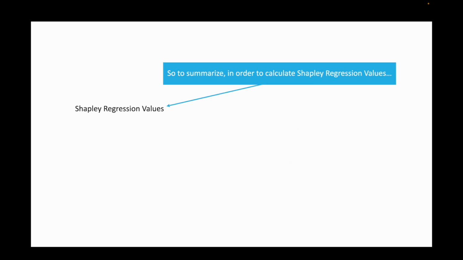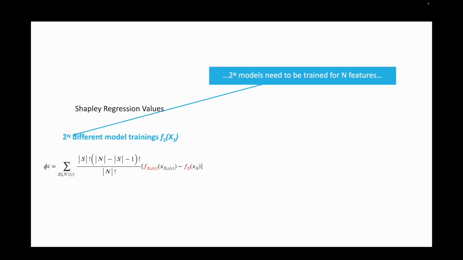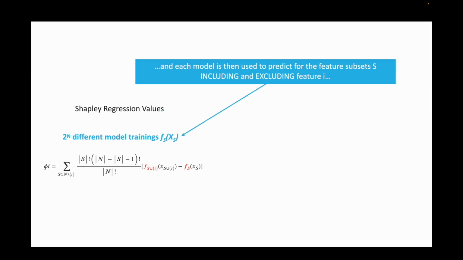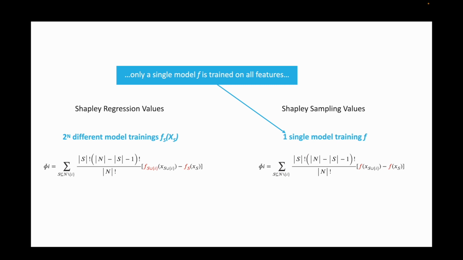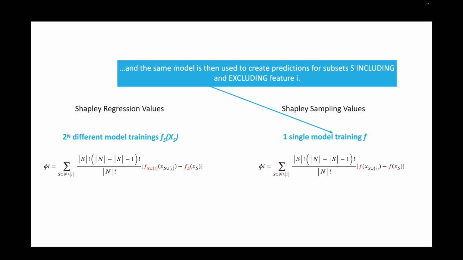So to summarize, in order to calculate Shapley regression values, 2 to the power of n models need to be trained for n features, and each model is then used to predict for the feature subsets S including and excluding feature I, whereas for calculating Shapley sampling values, only a single model f is trained on all the features, and the same model is then used to create predictions for subsets S including and excluding feature I.